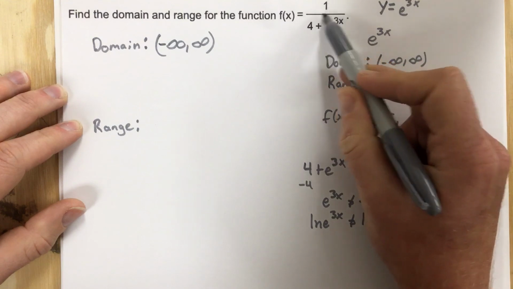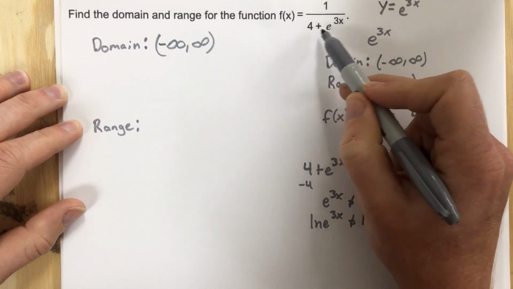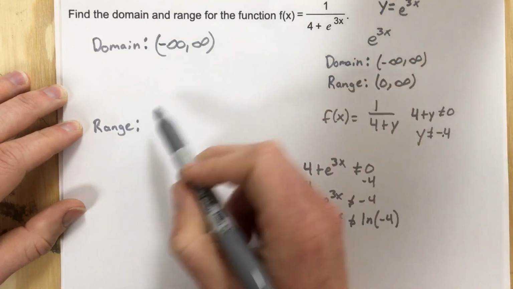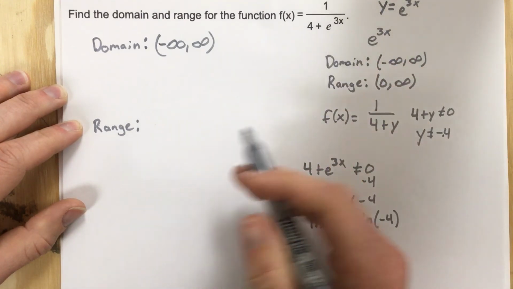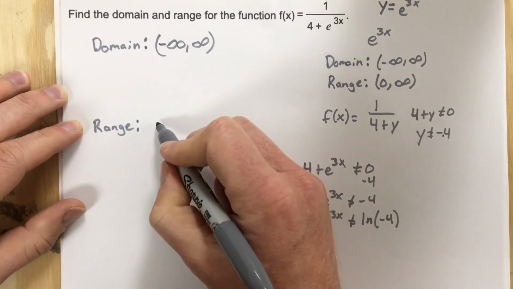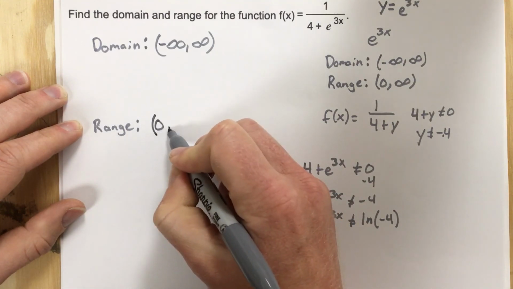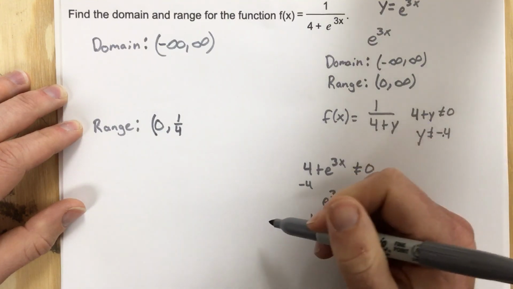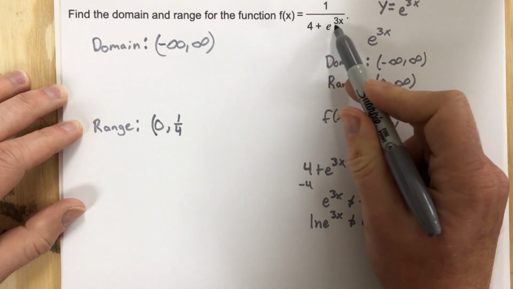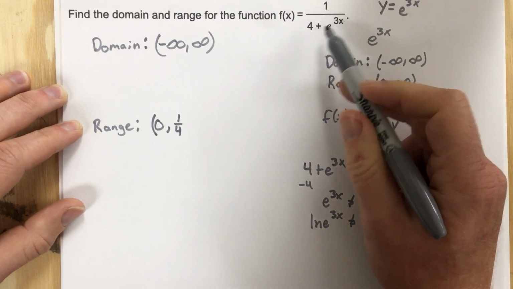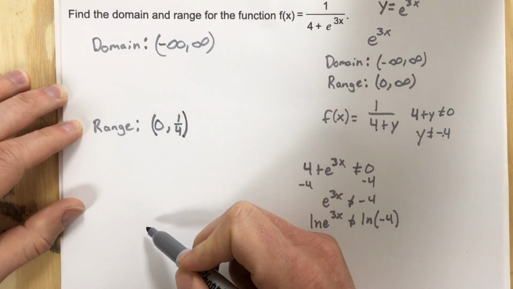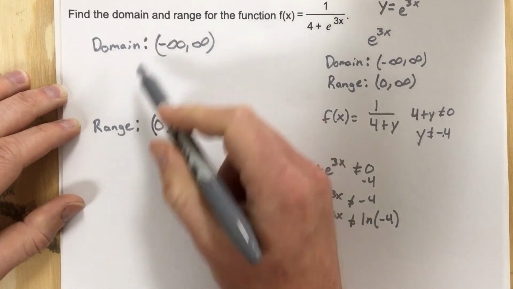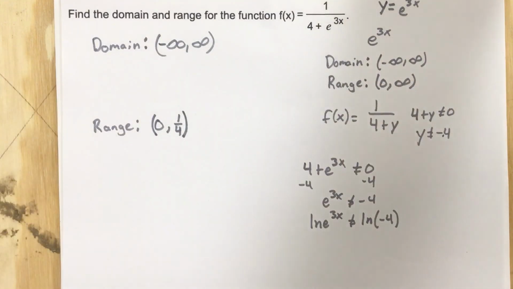So I end up with 1 over a really large number, which is really close to 0. So the range for this function is going to float between 0 and 1/4. I'm going to have 0, but I can't touch it, to 1/4. But again, I can't touch 1/4 either, because e to the 3x is not actually ever 0. So 1/4 is also something we can't get, but we can get close to. And this is the domain and range for this rational function with the exponential in the denominator.